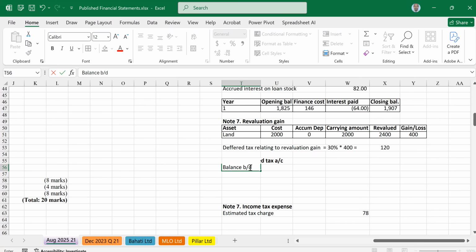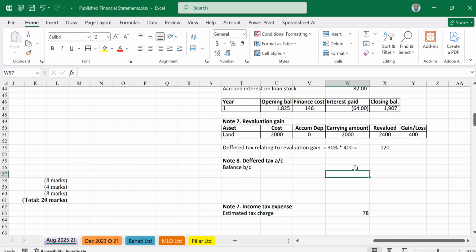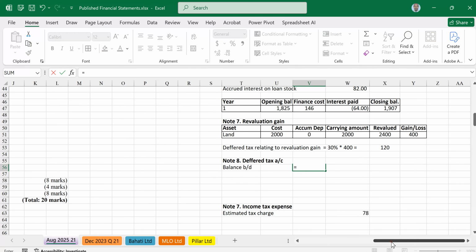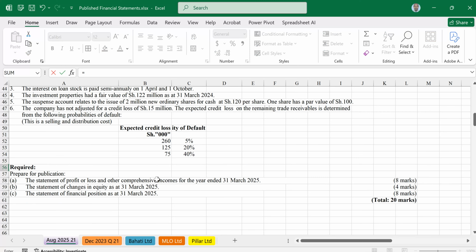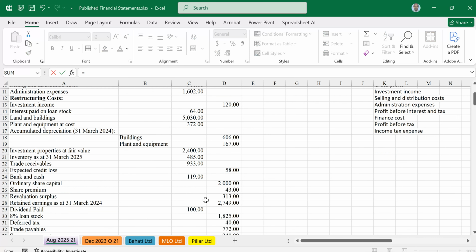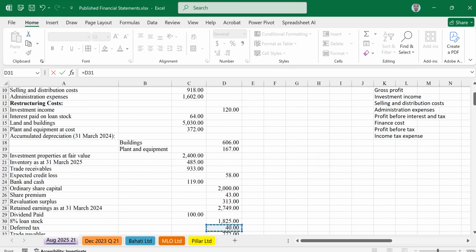What is the balance brought down of deferred tax? The one that was given in the trial balance, 40 or how much? So deferred tax was 40. There is a deferred tax of 40 that requires adjustment.